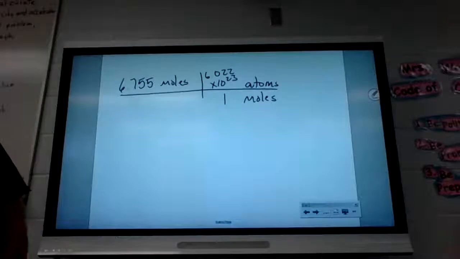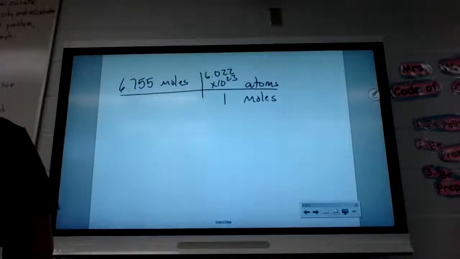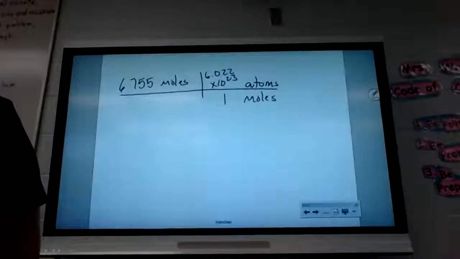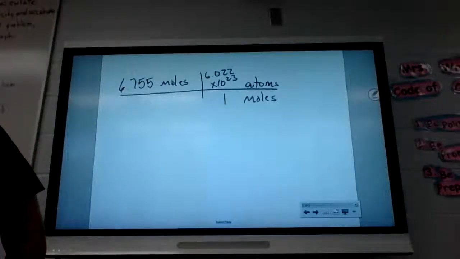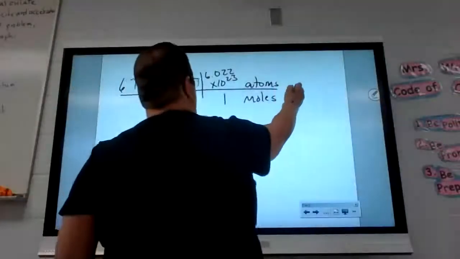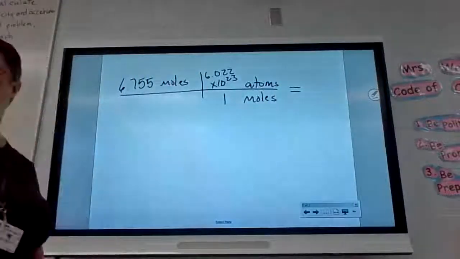What always goes beside moles right now? A 1. Until we learn to balance, it will always be a 1. In about 2 weeks or less, we'll learn to balance. Right now, y'all don't know how to balance, so every time you write moles, a 1 goes beside it. Once we learn to balance, that will change, but we're not there yet. So you'll just calculate by multiplying, and then you'll have the answer to number 5.